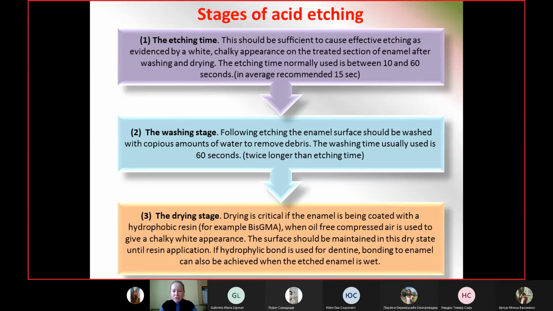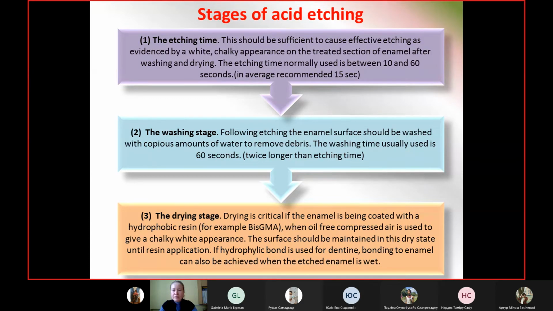And drying stage. The main thing you should remember when it comes to the drying stage is not to overdry. This is important because if dentine is overdried, the collagenous network collapses and the hybrid layer cannot occur. And thus, the restoration is compromised. It's not qualified, it's not good.